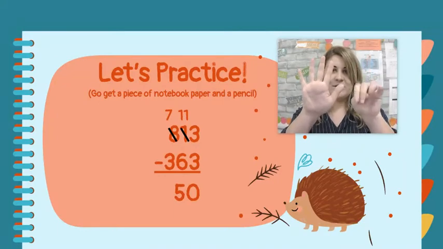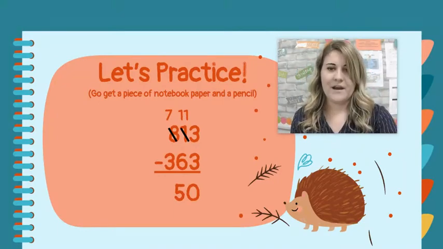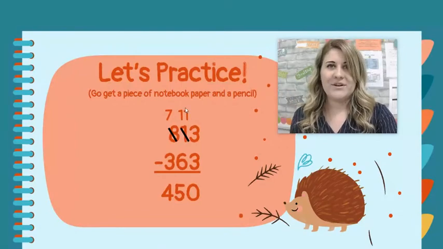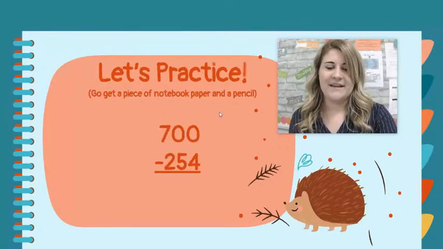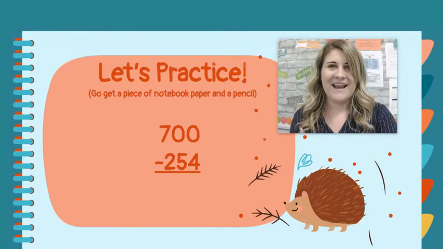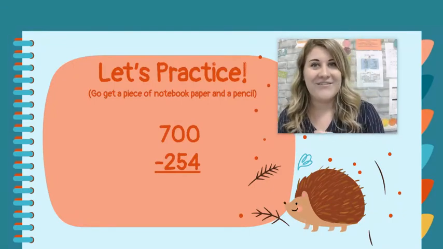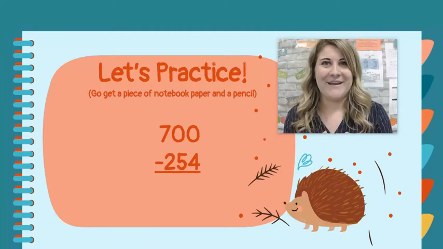7, take away 1, 2, 3, leaves us with 4. Our answer here would be 450. Now, what I want you to think about is what happens if we have a number that has zeros in it. This is where it gets very, very complicated. Okay. So what is going to happen here?